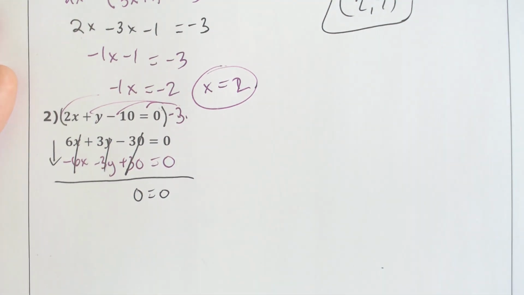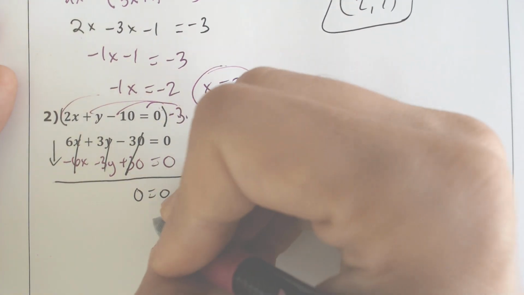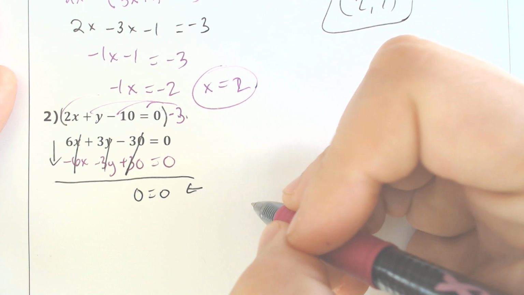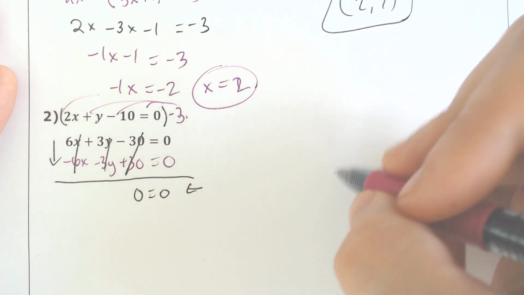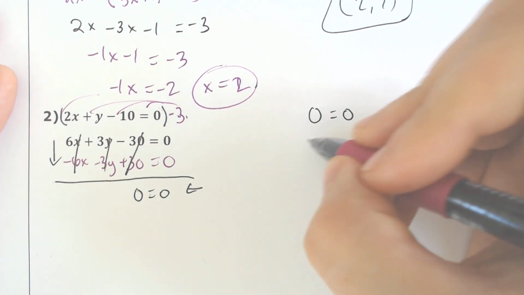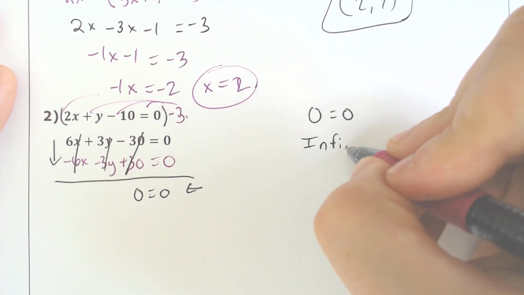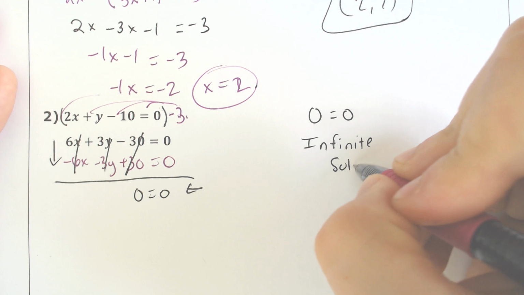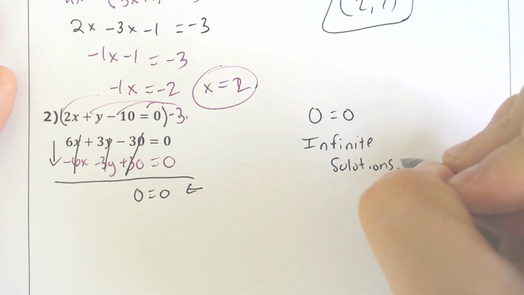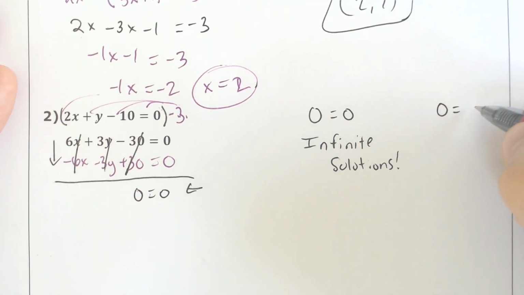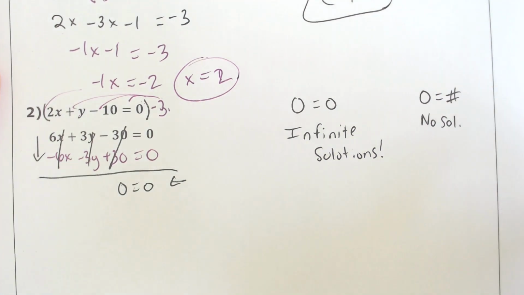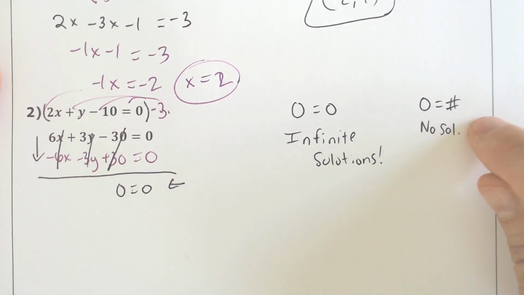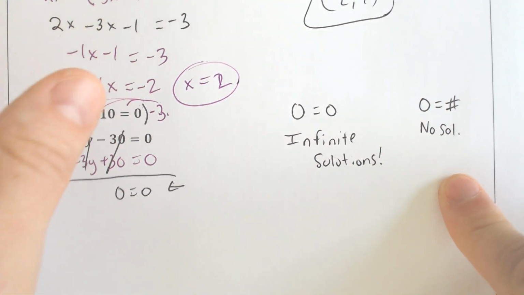Well, what would x be then if 0 is equal to 0? The answer to that is you have a special scenario here. If you get 0 equals 0, that is infinite solutions. If you have 0 equals any number other than 0, that would be no solutions. All right, so 0 equals 0, infinite. 0 equals a number, no solution.